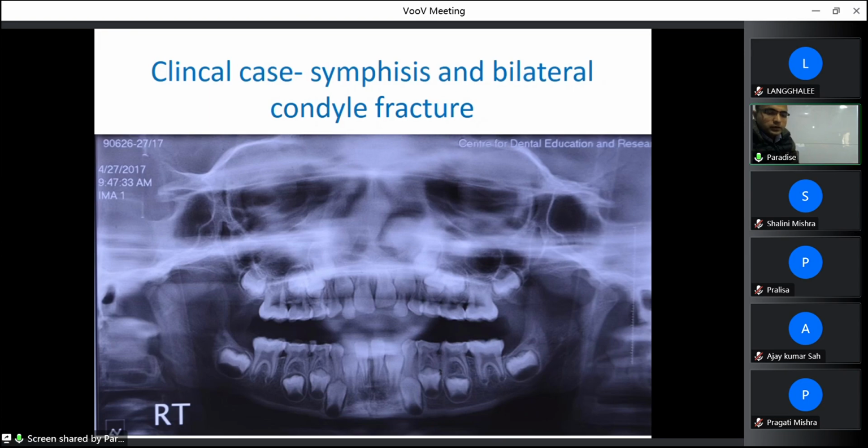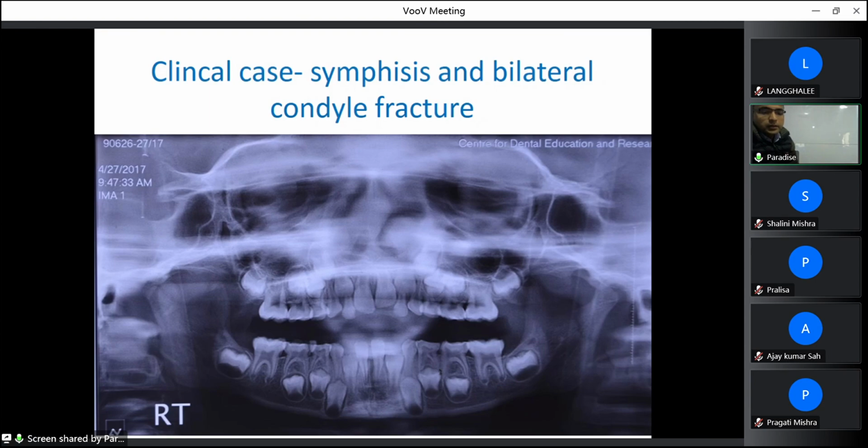When you are operating for symphysis fracture, how many plates will you put? Where? And what about the tooth buds?